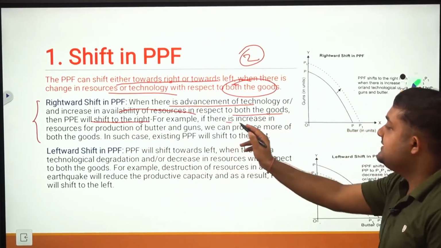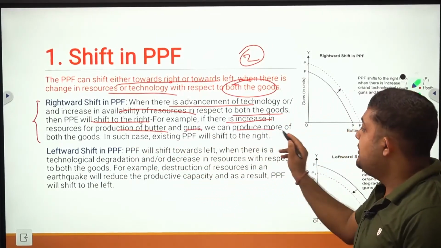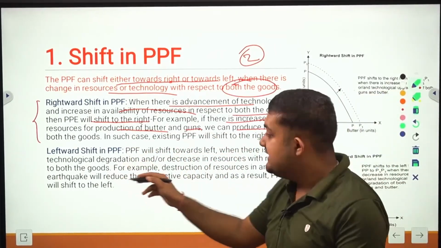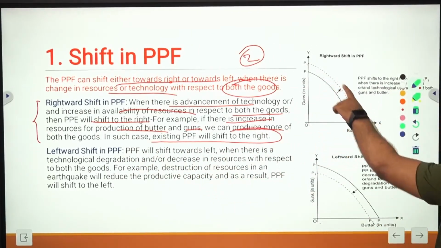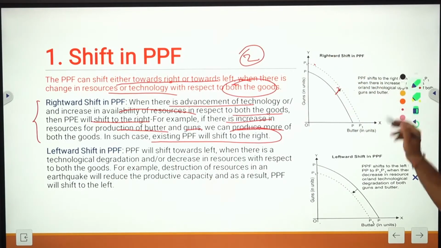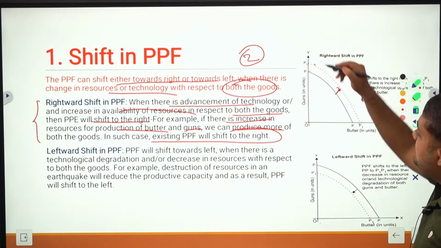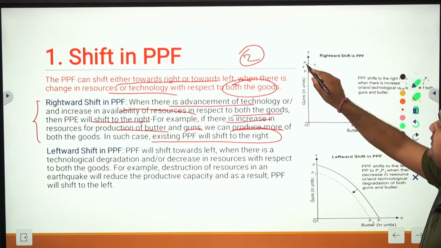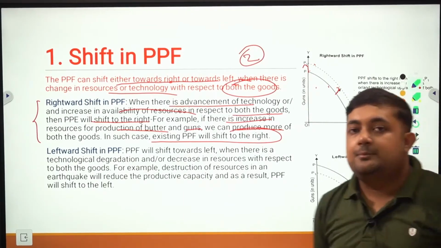For example, if there is an increase in resources for production of butter and guns, we can produce more of both the goods. Okay? In such a case the existing PPF will shift to the right. So here our PPF has shifted to the right. Both the goods, butter has increased and guns has increased, from P to P1. So this is our rightward shift in PPF.